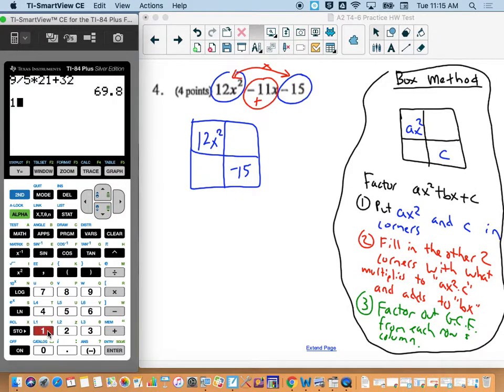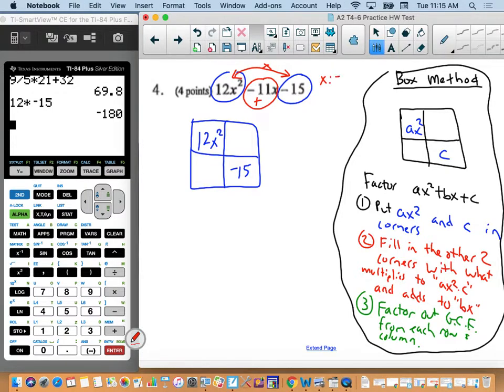So the product there is 12 times negative 15, which is negative 180. So the 2 numbers I need to come up with multiply to negative 180 and add to negative 11. And again, if you're struggling, just go methodically. 1 and 180, 2 and 90, 3 and 60, and just keep going.